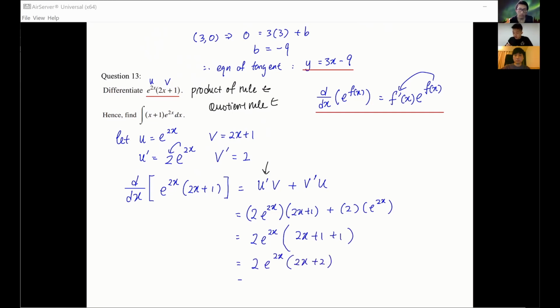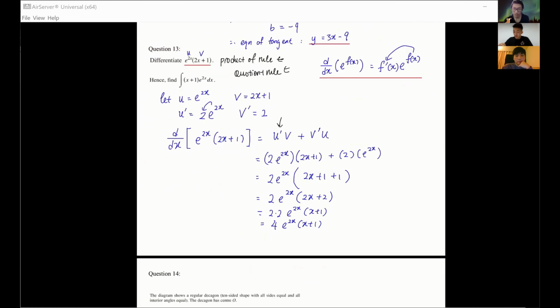And again, you have 2 here and 2 here. So you can bring the 2 out again. 2 times 2, which is 4. And this is your answer.